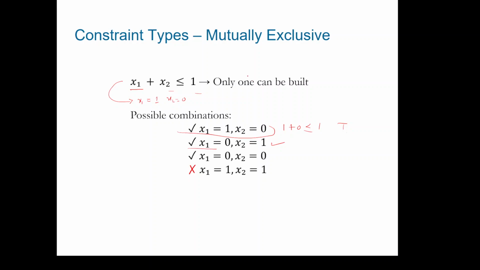And because we have been told that only one can be built, we can also drop the idea of building either zone. So x1 can be 0 and x2 can be 0, and still this equation will hold. This last option is wrong. This can't happen, that we build both: x1 is equal to 1 and x2 is equal to 1. The water park is made, the skate park is made, then 1 plus 1 is not less than or equal to 1. So this is wrong, this can't be done. So these are the three valid combinations. This type of constraint is called mutually exclusive: if one thing happens, the other thing cannot happen.